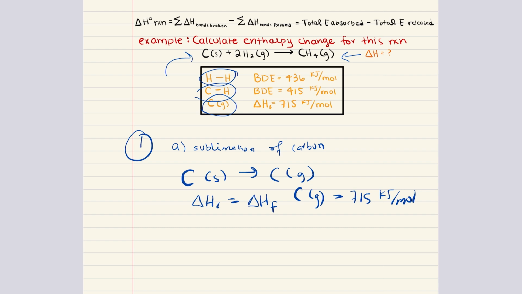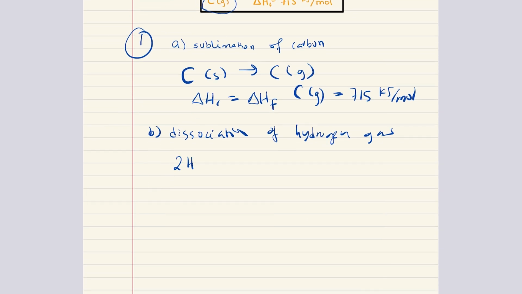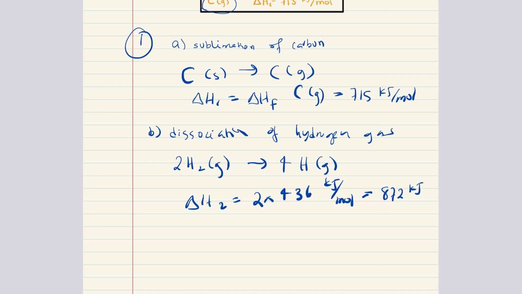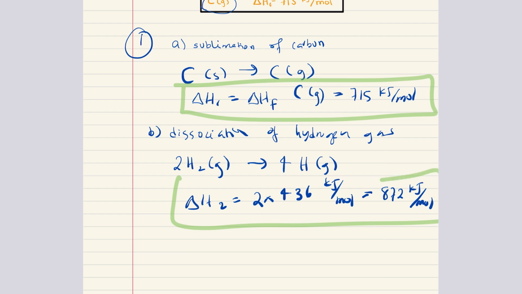Now, the second step is going to be the dissociation of hydrogen gas. We can write this as 2 moles of hydrogen gas giving us 4 moles of hydrogen in its gaseous form. This step involves breaking the hydrogen-hydrogen bonds in hydrogen molecules to form hydrogen atoms. The bond dissociation energy for one hydrogen-hydrogen bond is 436 kilojoules per mole. So for 2 hydrogen-hydrogen bonds, the enthalpy change is going to be 2 times 436, which is 872 kilojoules per mole. Remember that we are taking two hydrogen molecules to form a total of 4 hydrogen atoms.